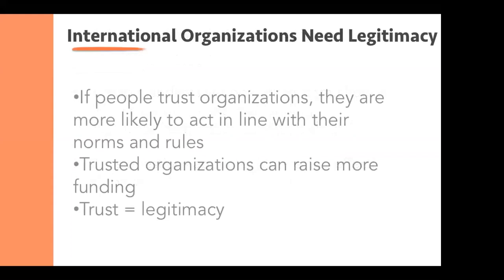So in our research, we define legitimacy as trust, so the extent to which citizens or elites, so basically individual people, trust international organizations to use their authority appropriately. And the basic argument is that if people trust international organizations or any other political institution, they are more likely to act in line with these institutions' norms and rules. And trusted organizations will be able to raise more funding. So that's very relevant for IOs, for international organizations.